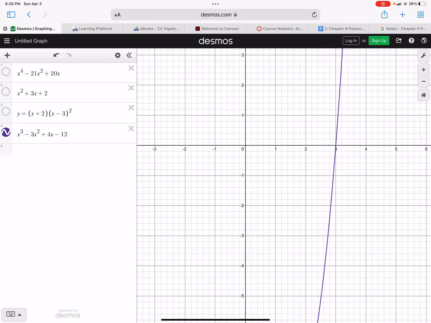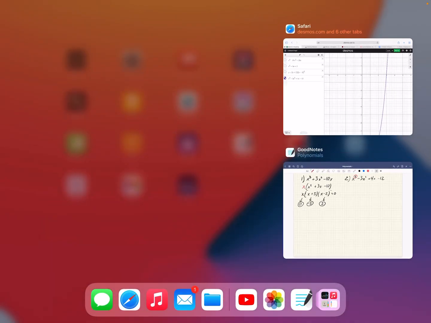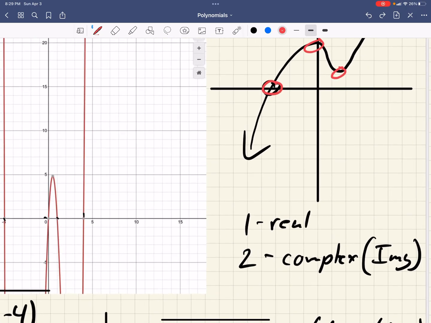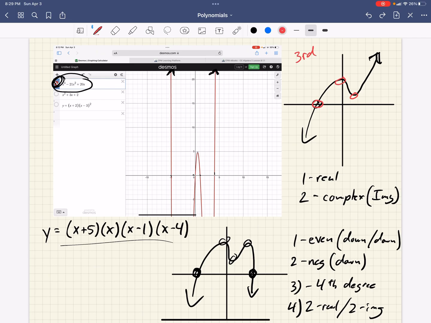So if there's only one root there, we have a situation kind of going back to the previous lesson, right? We have a situation that kind of looks like this, where we have 1 real root and 2 that are going to be imaginary or complex, right? So that's the situation we have.